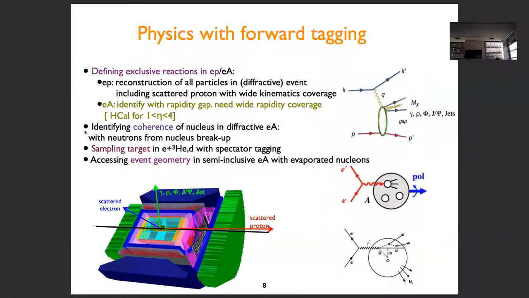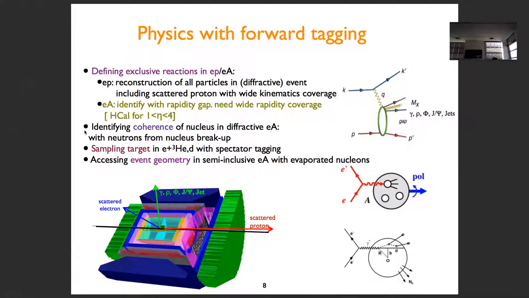Okay, now let's go into the forward tagging. So now you have a central detector, and you want to have, for example, an exclusive measurement. You want to tag the scattered nuclear proton or the neutrons. This is the basic list. This is not the complete list, but it is a list of the physics we are planning to do with the EIC. It is rather generic and nothing really tied to the EIC, but can be completely applied to the Jefferson Lab proposal.